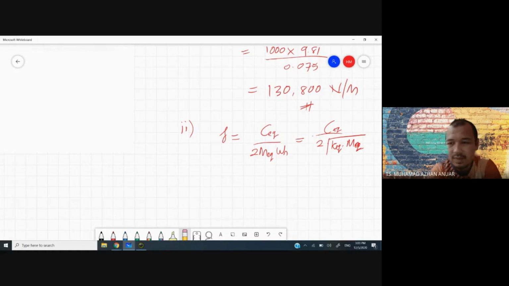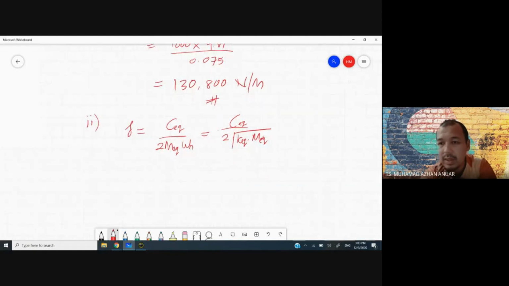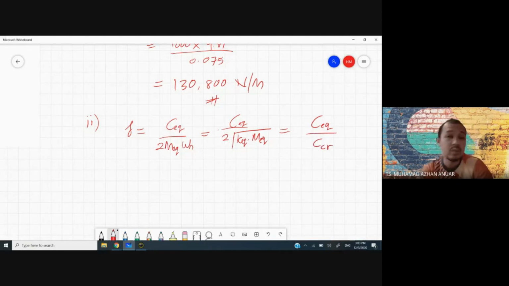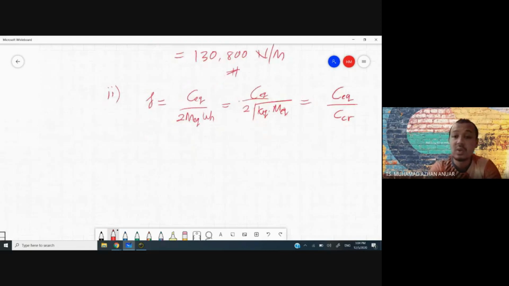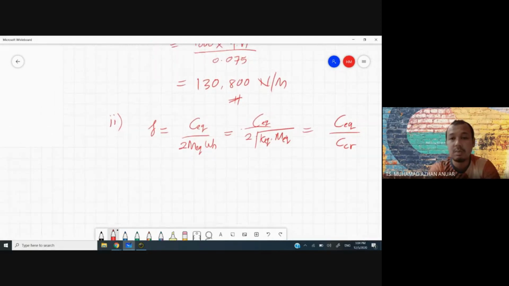Sorry, let me write it properly. Okay, M equivalent. Or we can write this one as C equivalent divided by CC. This is the equation that we derived before. So in order for us to use this equation, we should look at the parameters. What parameters do we have in this problem?